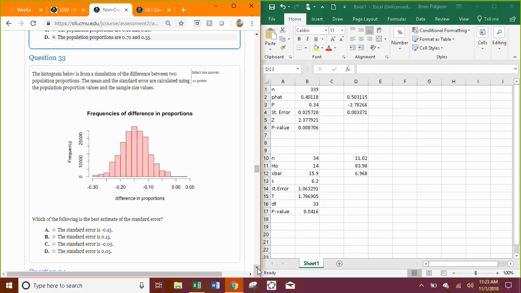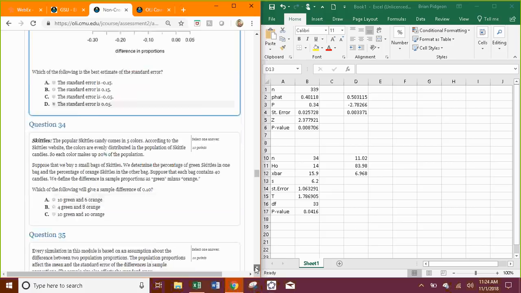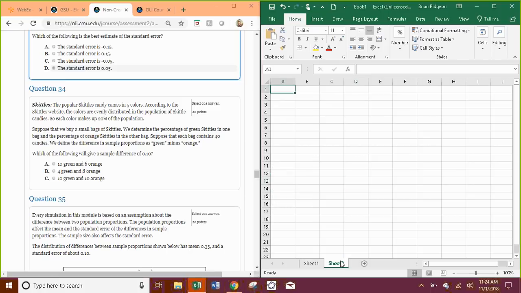The histogram below is a simulation, same thing. Which of the following is the best estimate of the standard error? Well, our mean is once again negative 0.15, and first of all, standard error can never be negative. So please know it's not A or C. 0.15 away goes all the way over to 0. That's too far. So the standard error is 0.05. It's the standard deviation of the distribution. If you go to the right and left, to negative 0.1 and negative 0.2, that's about a distance of 0.05.